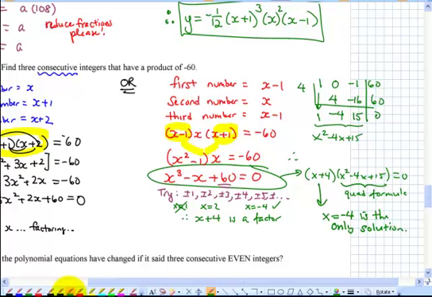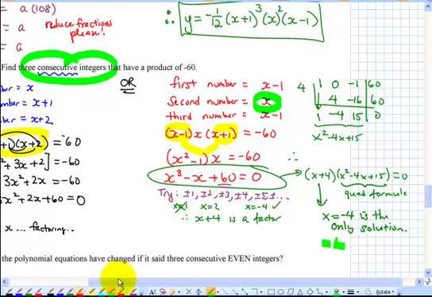So therefore, if x equals negative 4, what are my 3 consecutive integers? Remember, I'm asking you to find 3 consecutive integers. Well, since x equals negative 4 is the second number, the first number must have been 1 less, which would be negative 5. And the third number is 1 more, which is negative 3. Negative 5 times negative 4 times negative 3. Yes, that gives me negative 60. Bravo.